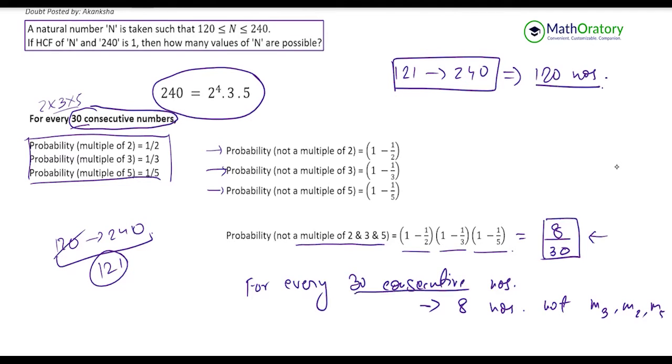So for 30 numbers, we have 8 numbers that are not multiples of 3, 2, and 5. So for 120 numbers, we should have a total of 8 into 4, because there are 4 groups of 30, which is 32 numbers that satisfy the condition. So this is the answer for this question.